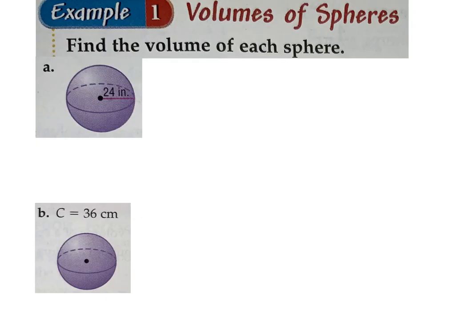If you look at the volumes over here on example 1, find the volume of the sphere. They gave us the radius. So you literally just plug it in. 4/3 pi 24 cubed. It's going to be a big volume here, but round to the nearest, I think 10th is what they do.